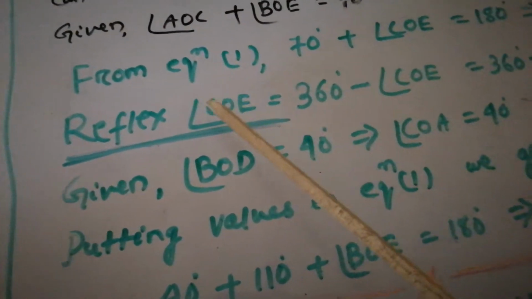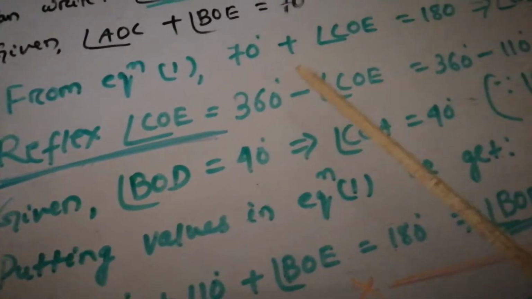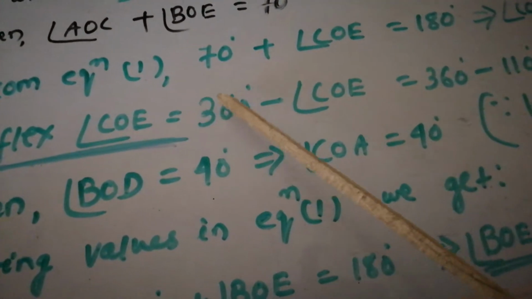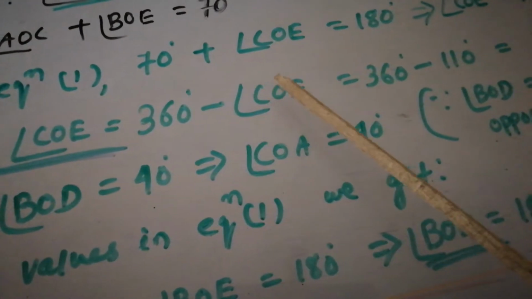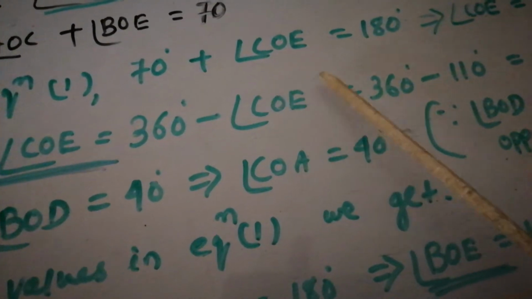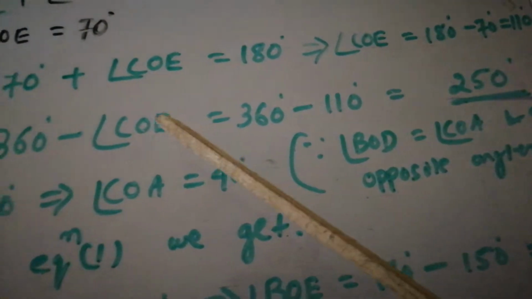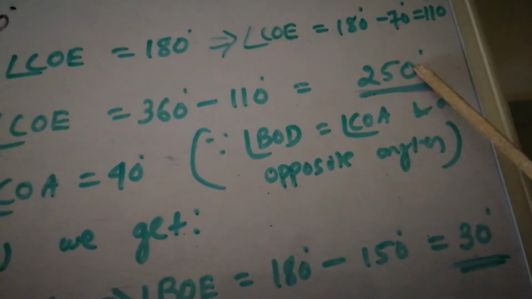Then we have to find out the reflex angle, that is reflex angle COE. We know that reflex angle can be found by this formula, that means 360 degree minus angle COE. Angle COE's value we know, that is 110 degrees, so reflex COE will be 250 degree.